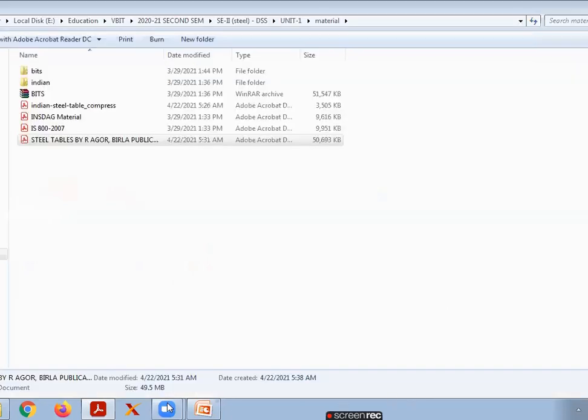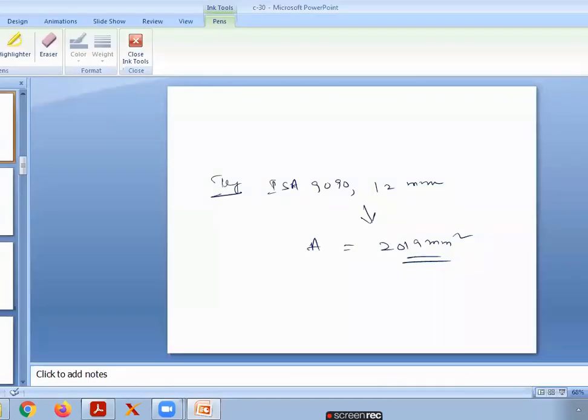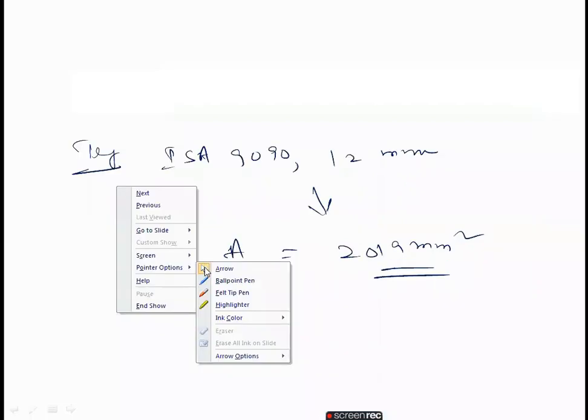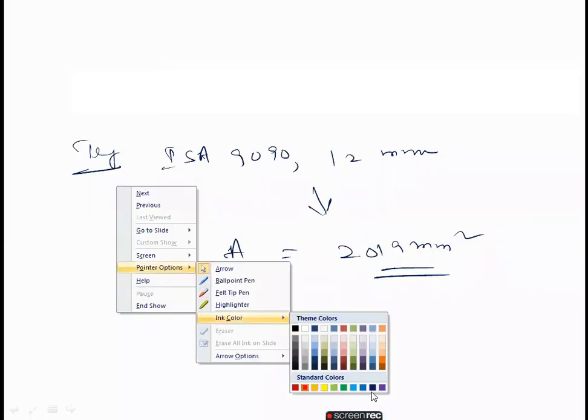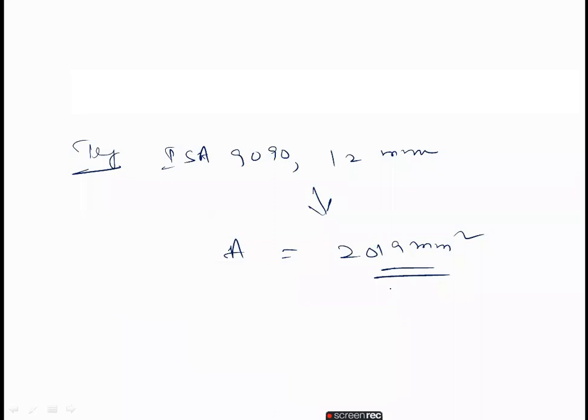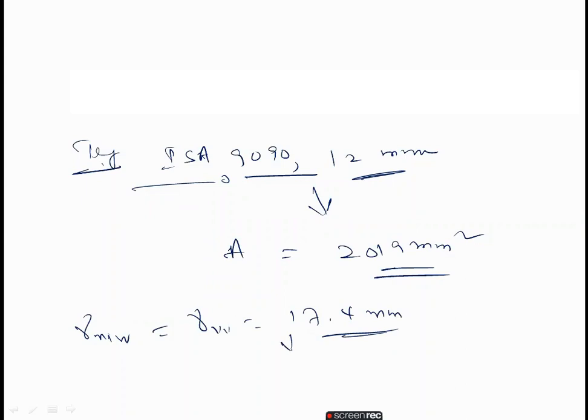Now I will write that here. You see, we are trying ISA 90×90 section with the 12 mm thickness. The area is 2019. So from the table, r minimum, that is r_vv, is 17.4 mm. In the table they given 1.74 centimeter. If I convert into millimeters, it is 17.4 mm.